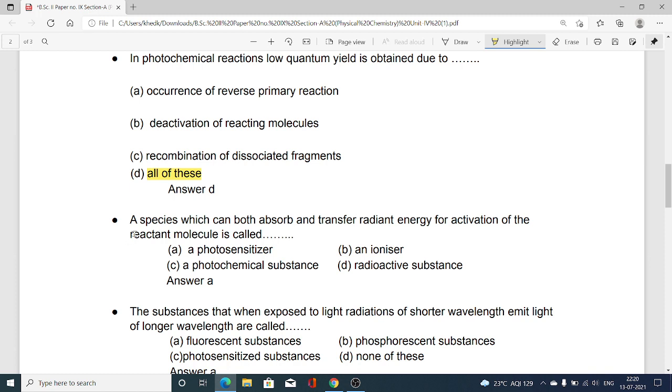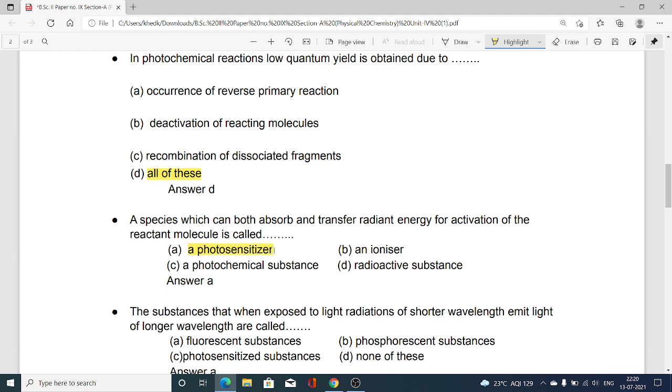Next question. A species which can both absorb and transfer radiant energy for activation of the reactant molecules is called a dash. Option A, a photosensitizer. Option B, an ionizer. Option C, a photochemical substance. Option D, radioactive substance. Amongst these, option A is the correct one.